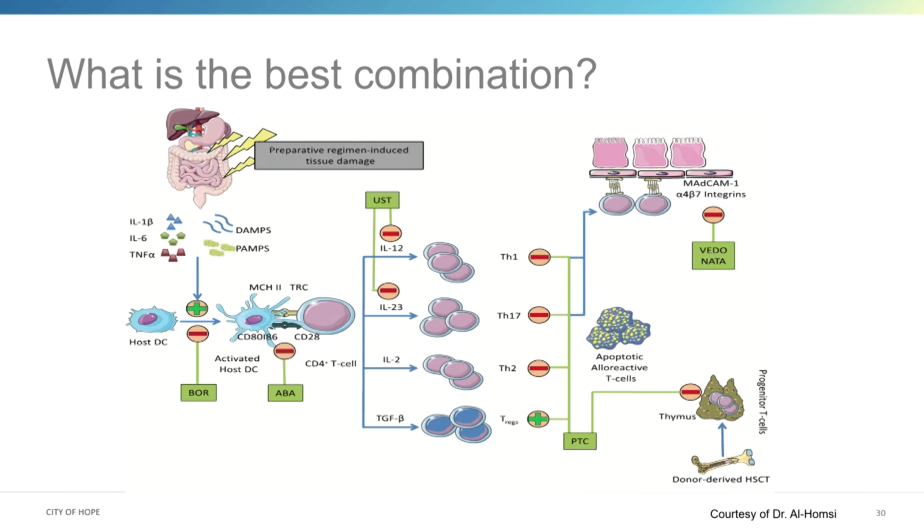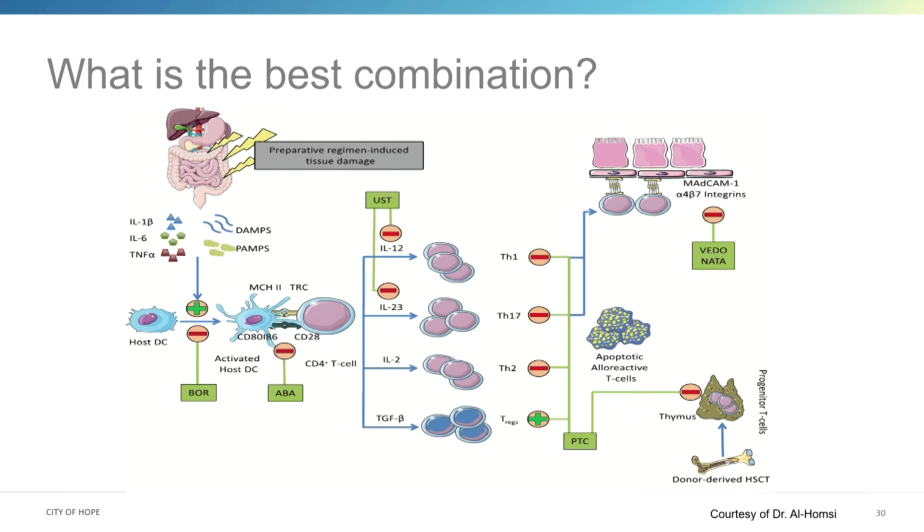So we have a new standard of care. How can we build on this? What is the best combination that we could do? Looking at this graph from this review paper, we see that there are multiple levels where we can interfere and add something to improve upon the standard of care we have.